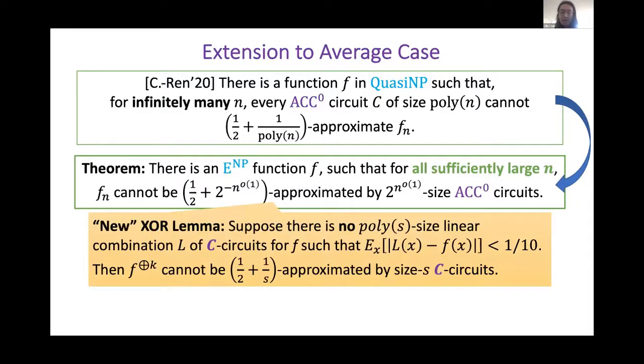And this is proved by a new XOR lemma. We show that suppose there's no polynomial size linear combination L of C circuits, so L is a weighted sum of many C circuits, and L is a real valued function, for F such that L approximates F within a small L1 distance, say 1 over 10. Then XOR of K copies of F cannot be 1/2 plus 1 over S approximated by size S C circuits. And we apply this to obtain the new strong average case lower bounds.